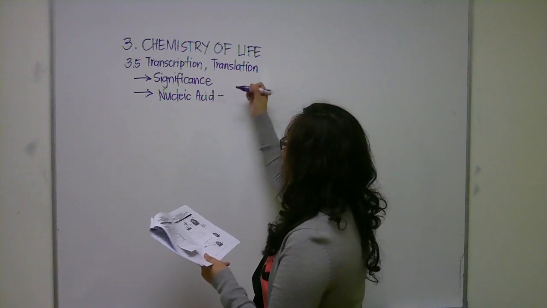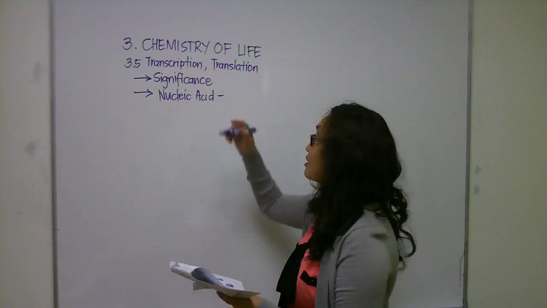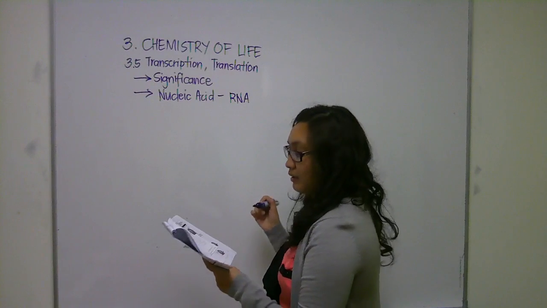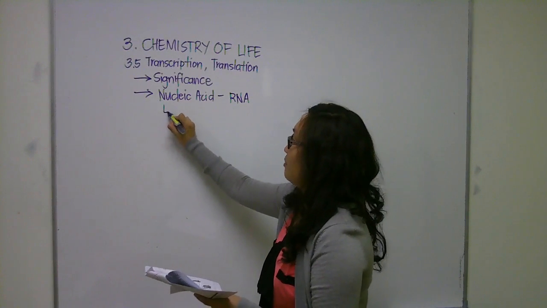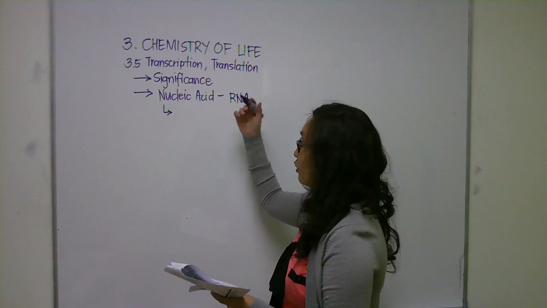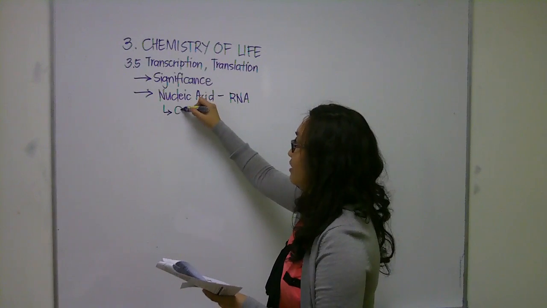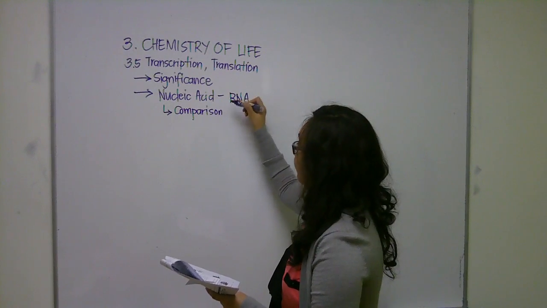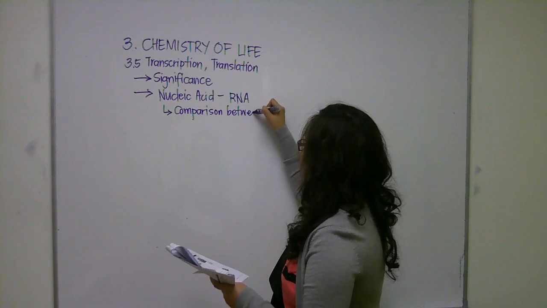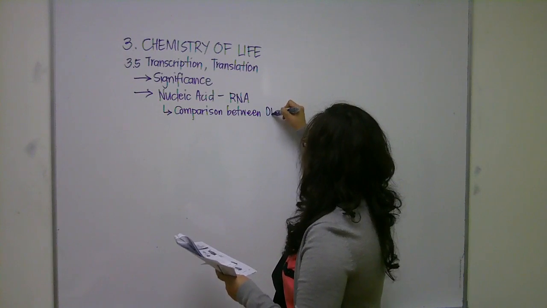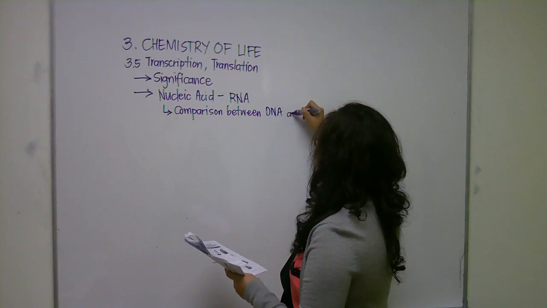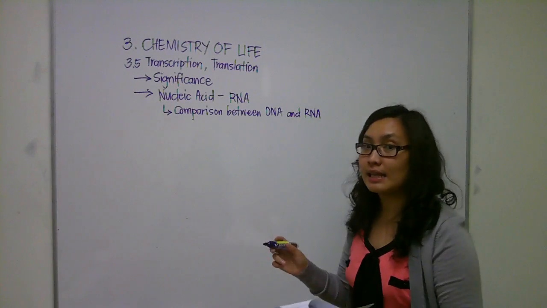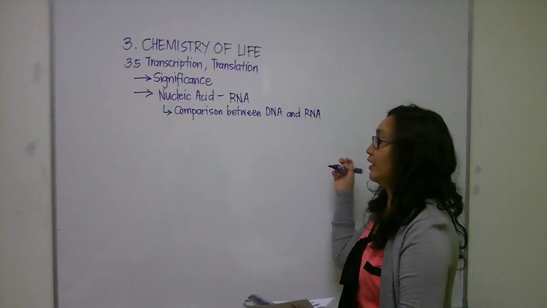In the nucleic acids, we have to introduce the other type of nucleic acid, which is the RNA. The most common thing asked on this topic is the comparison between the structures of DNA and RNA. So you have to write down the features that we can compare DNA and RNA from.